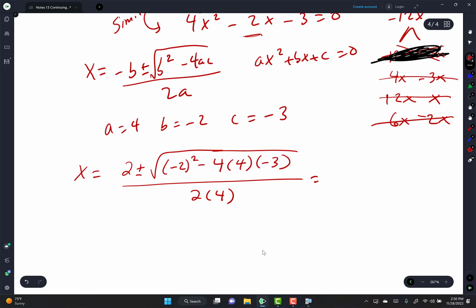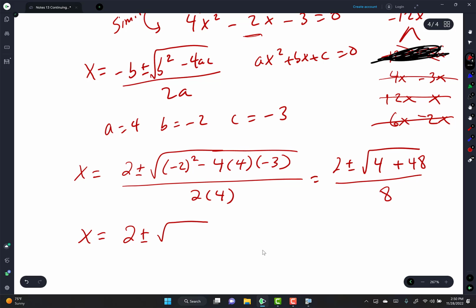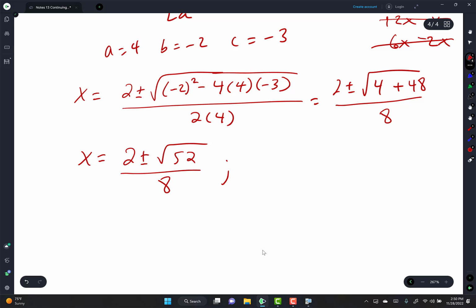See what that is. 2 plus minus square root. 2 squared is 4 plus, because negative times a negative. 4 times 4 is 16. 16 times 3 is 48. All over 8. So x equals 2 plus minus square root 48 over 8. Okay, let's get our answers. 1x is, so let's see what that is.